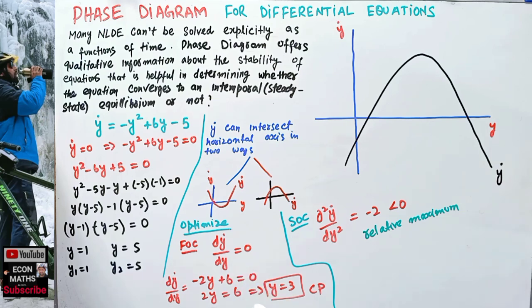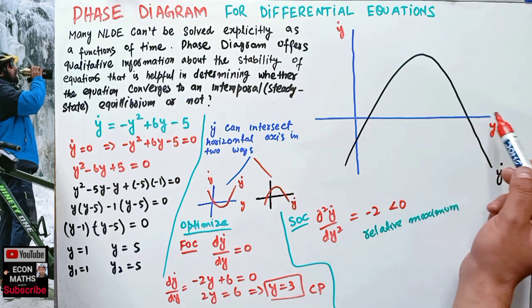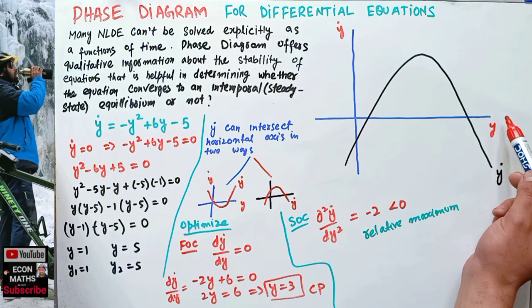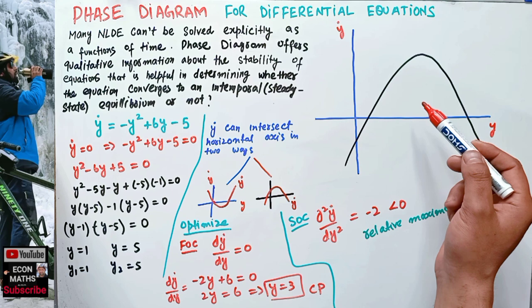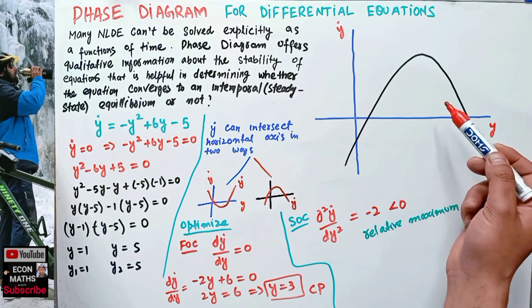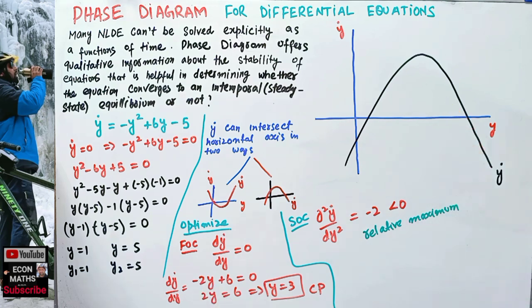Now to check for stability, for the stability condition for this y dot, there are some rules. First rule is that if this y dot graph lies above the horizontal axis, it moves towards right. That means the arrows point towards right. Let me repeat it again.